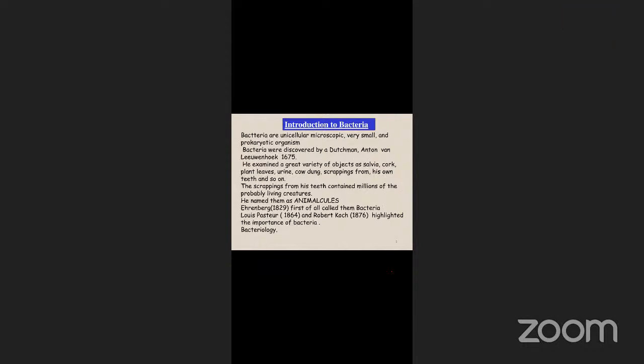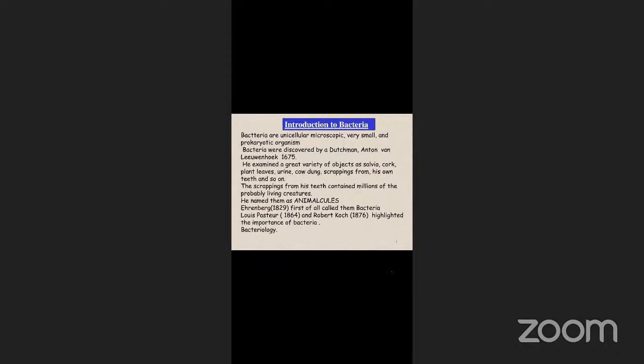What is a bacteria? Microorganism. Bacteria are microorganisms, prokaryotic microorganisms. It is a microscopic, unicellular, prokaryotic organism.